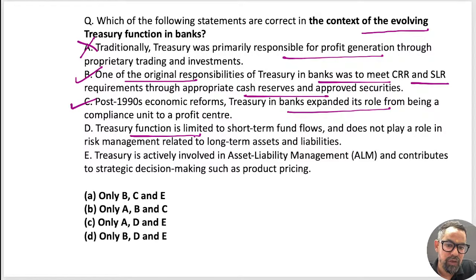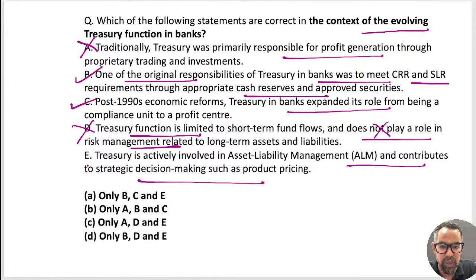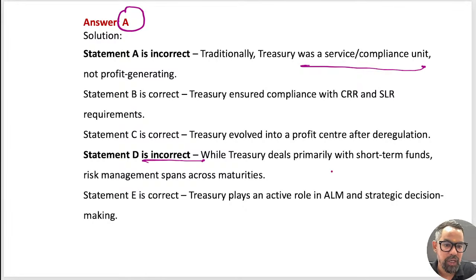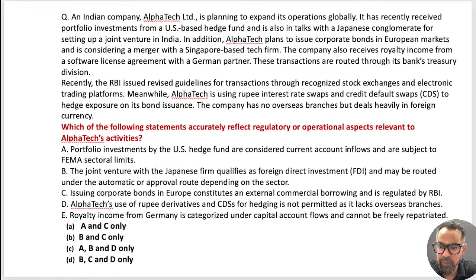The next one is treasury function is limited to short term funds and does not play a role in risk management. This is wrong, right? Treasury though deals in short term funds, it is also involved in risk management. Treasury is actively involved in ALM and contributes to strategic decision making, that's also true. So B, C, E means option A will be the right answer for this particular one. So it serves as a compliance unit, and treasury is short term, but risk management spans across the maturities, that is generally part of this also, right? Next one guys.